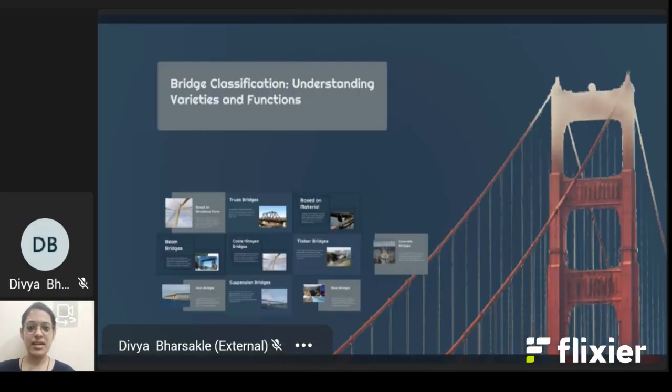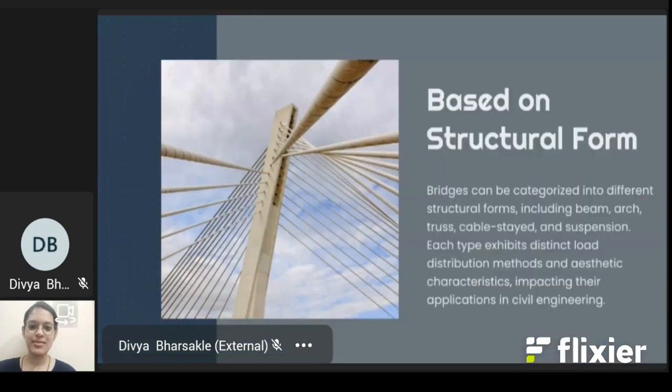Now bridges are classified into two main categories. First one is the structural form and second its material. Based on the structural form, there are many of them including beam, arc, truss, cable style and suspension. And each type exhibits different load distribution methods, aesthetic and its impact in the civil engineering application.